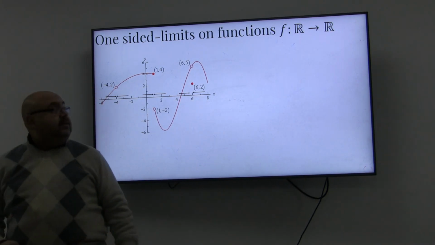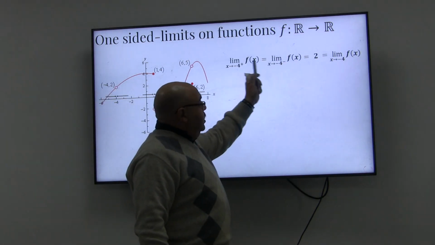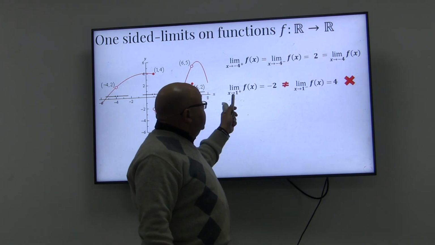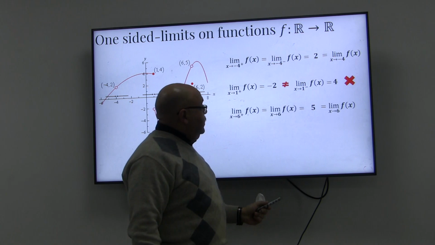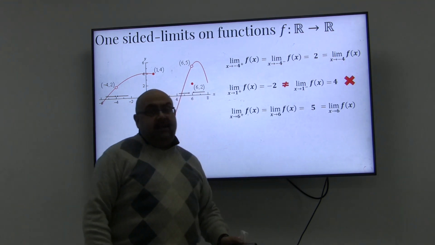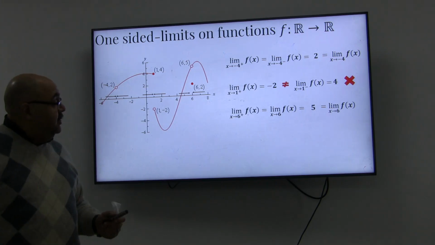So here's the result. If you are trying to see at -4 how the situation is, the function limit exists. At 1, from the left or from the right, they are not going to equal each other. And if x approaches 6 from the left or the right, the limit exists and the value is equal to 5.